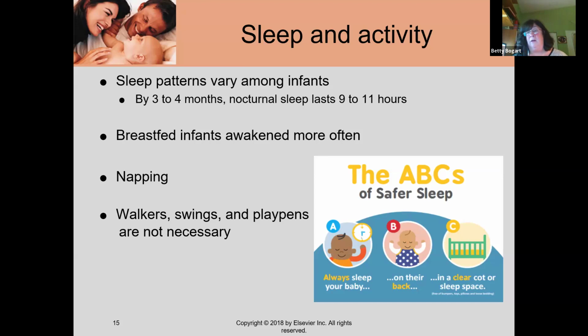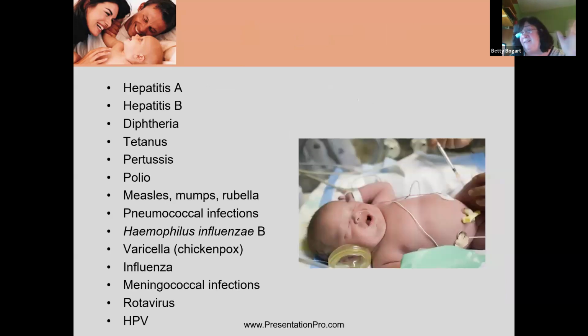They're saying that walkers and swings and all that stuff is not necessary. Oh, I left my kids in all of them. I think it's a personal choice. They just say it's not necessary, but it's cute to have that swing there. We just think the kid's swinging, looking around, falling asleep. We think it helps with gas, whatever. But the book says it's not needed.